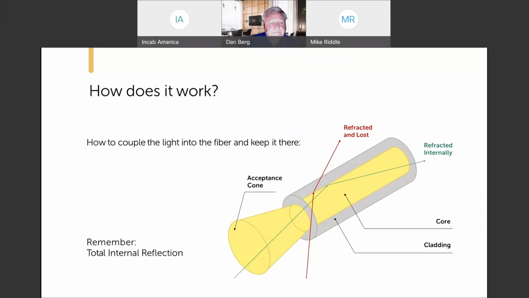How does it work? Well, you can see some of the terms there. You've got an acceptance cone, which shows you how much light can enter the core. We're going to talk about what those angles are and how we achieve them. We've talked about controlling the index of refraction in the core and the cladding. Those are really how we control or guide this light wave down the optical fiber.